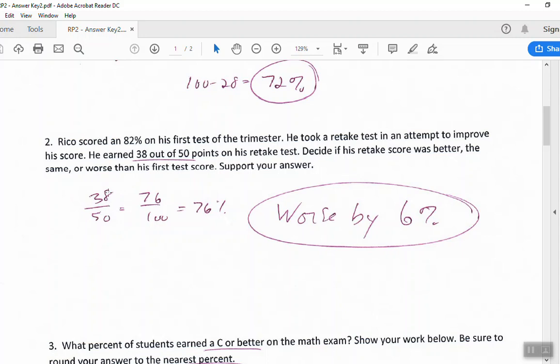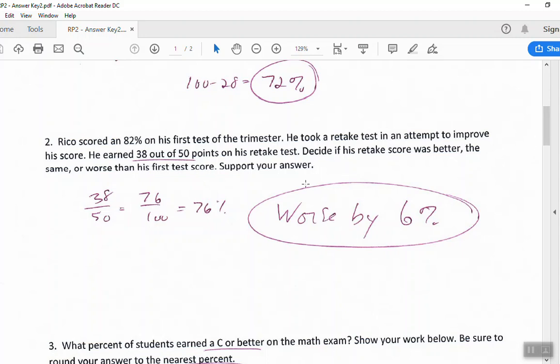And we can do the same thing we did in the last problem where we do some division, or since this is so kind, we can just go right to 100 by doubling that 50, which means we would double 38. That's where the 76 came from. We've doubled both of those. And we know percents are out of 100, so really we do have our percent now, 76%. So that's what his score on the second one was. Compared to the first one, his test got a little bit worse. Okay, it was worse by 6%.